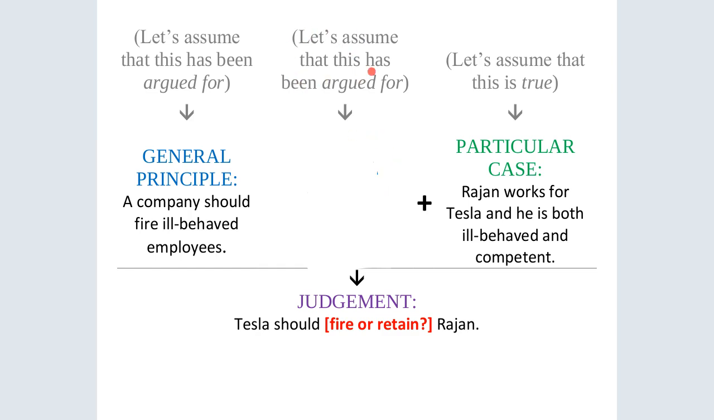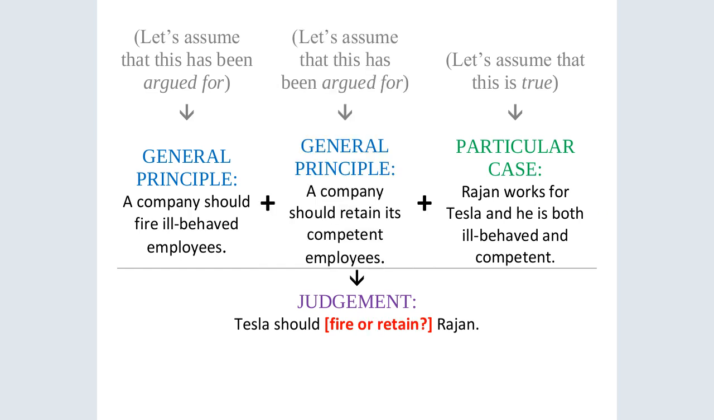Let's do another dumb move, Arnav. Let's imagine I just ditched this principle. What should be the judgment? Tesla should fire or retain, Rajan? Fire or retain? Fire, of course. But then again, notice this fake sense of certainty that we've restored is only happening because we've doctored this situation into an easier situation than it actually is.